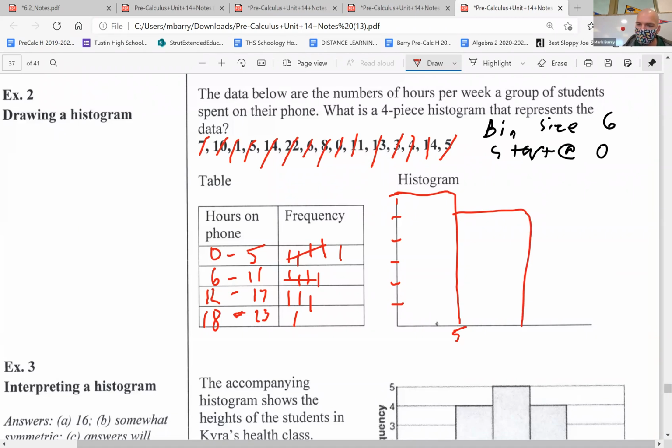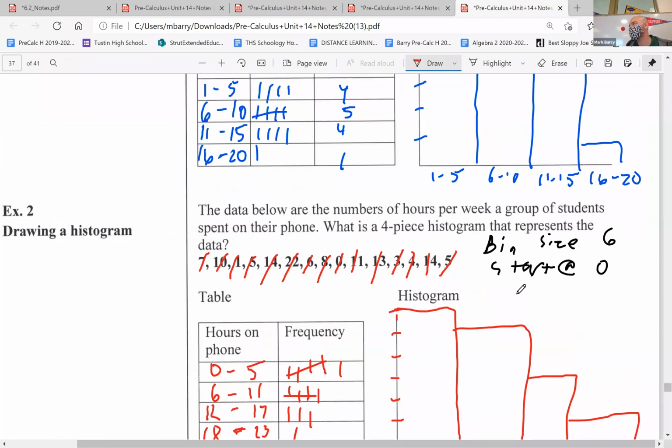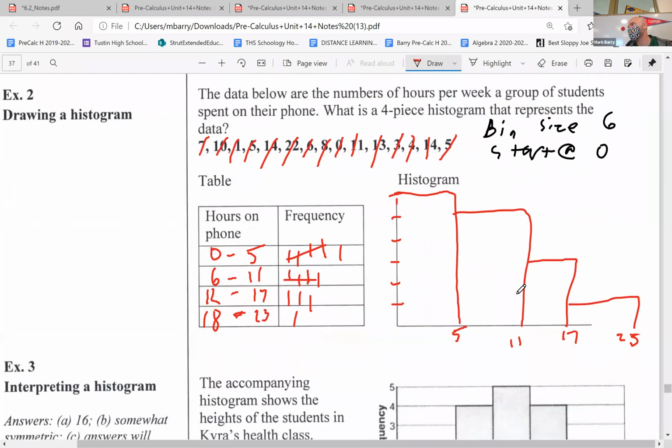So then the next one would go to 11. The next one, with a frequency of 3, would go to 17. And then the last one would go to 23. So I did it 2 different ways there. You can see on the bottom on the x-axis, because I see it written those 2 different ways. So I think that both of those are acceptable. So I just wanted to expose you to both ways of doing that. All right.